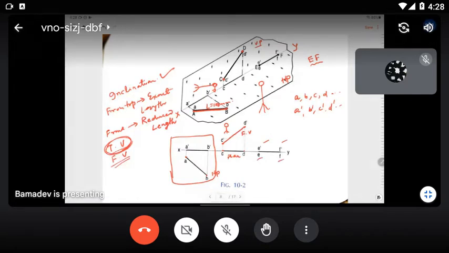So I think this part is clear. If you have any doubt, please tell. I will try my best to make it clearer. Otherwise, I will shift to the next.